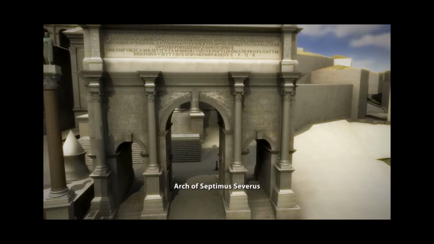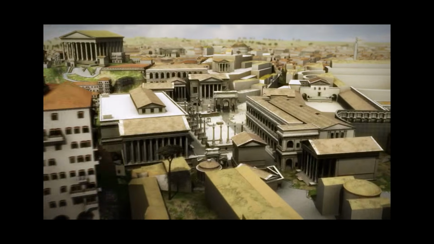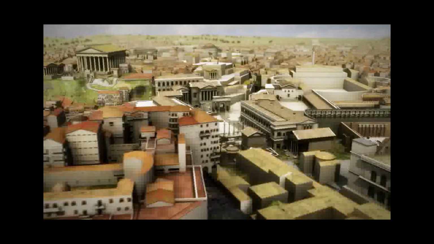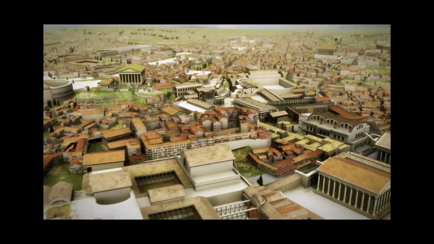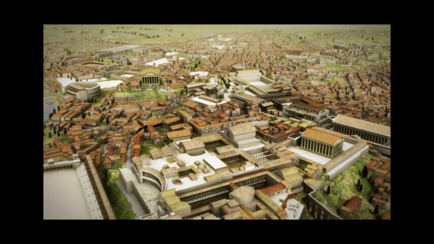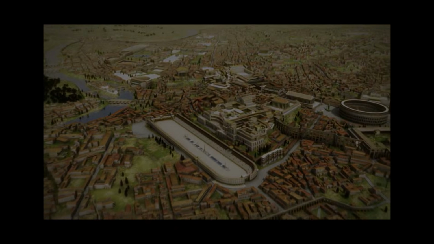How many buildings were here, do we think? We have 2 censuses from the 4th century AD that suggest there were between 8,000 and 10,000 buildings here. We think the population might have been between 1 and 2 million. The total surface area was about 25 square kilometers. So it was the biggest city in the Western world anyway until 19th century London.